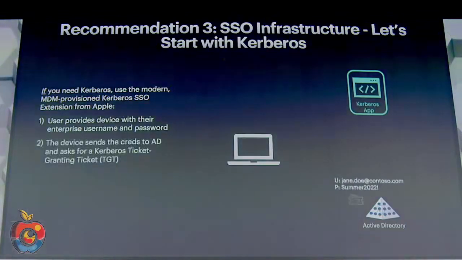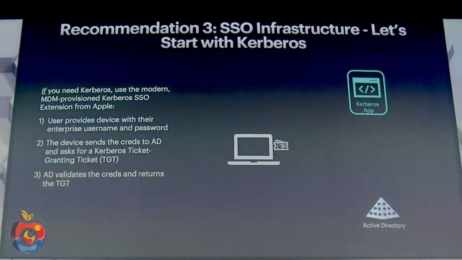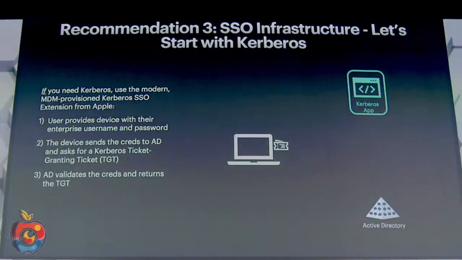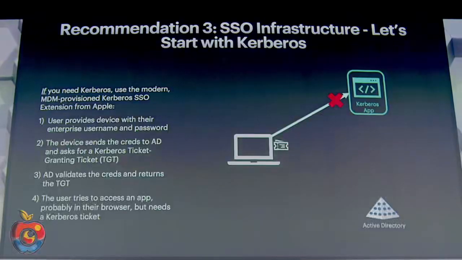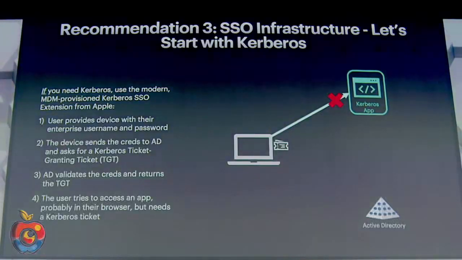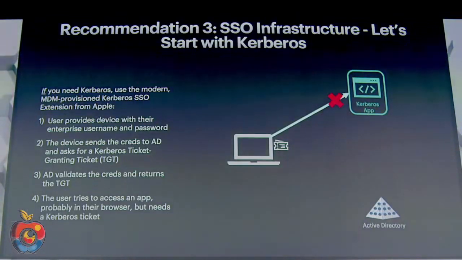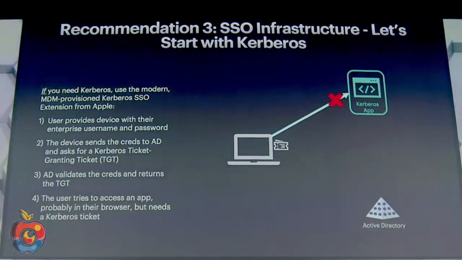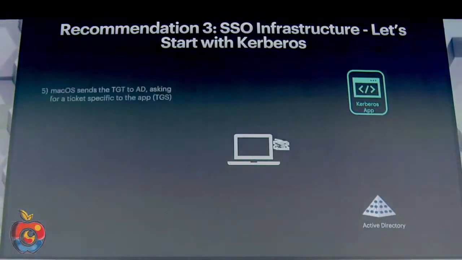The device sends those creds to Active Directory and asks for what's called a TGT. Active Directory validates those creds, and if they're valid, it hands back the TGT. The user tries to access an app, so this could be a Kerberos integrated web app, it could be a file share, it could be a print server, it doesn't really matter. But they need some sort of artifact to get access to that Kerberos application. If anybody's a Kerberos expert, you'll notice this is a big oversimplification, but hopefully that's okay.